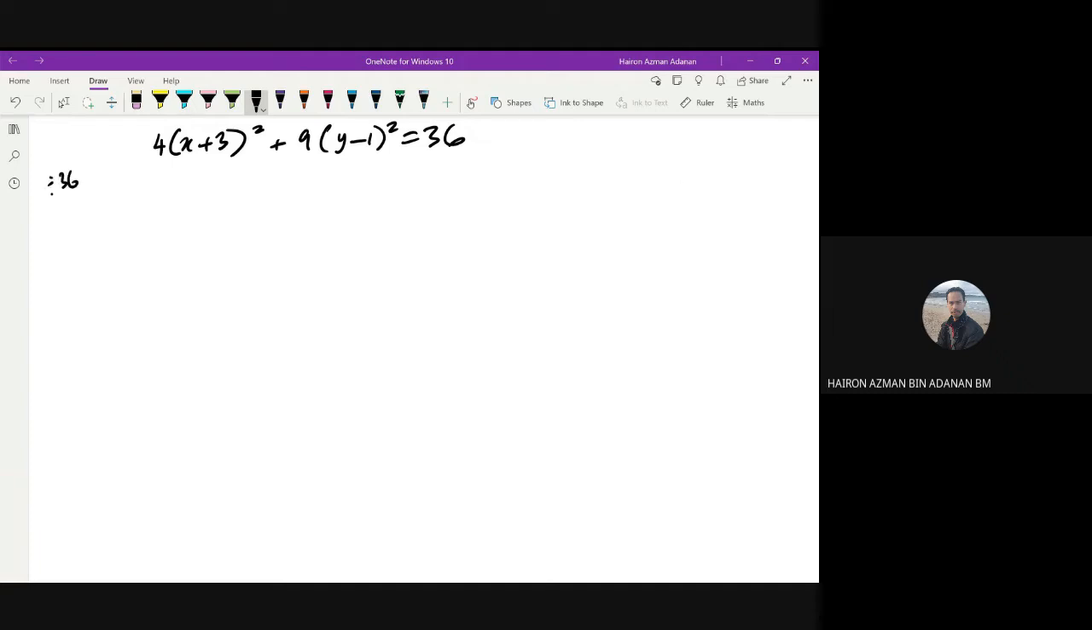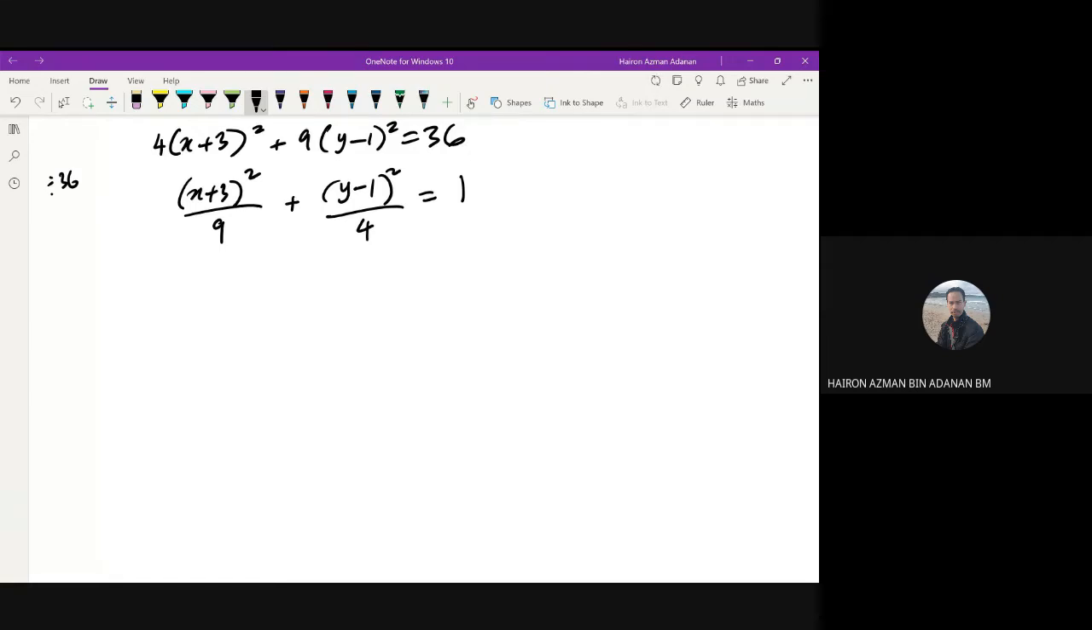So 4 divided by 36, you can cancel out. You will get (x plus 3) squared over 9, because 4 over 36 is 1 over 9. And then plus (y minus 1) squared over 36 divided by 9, and 36 divided by 36 is 1. This is the standard form.